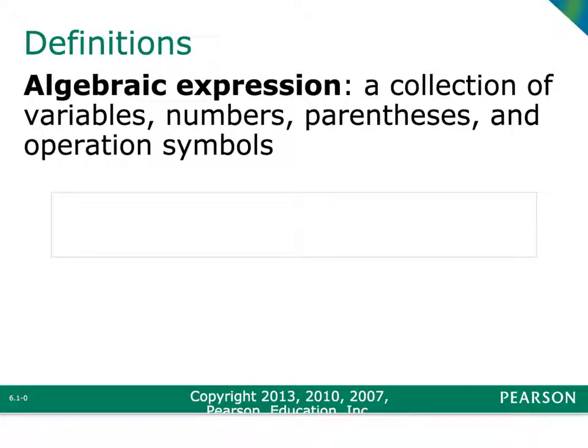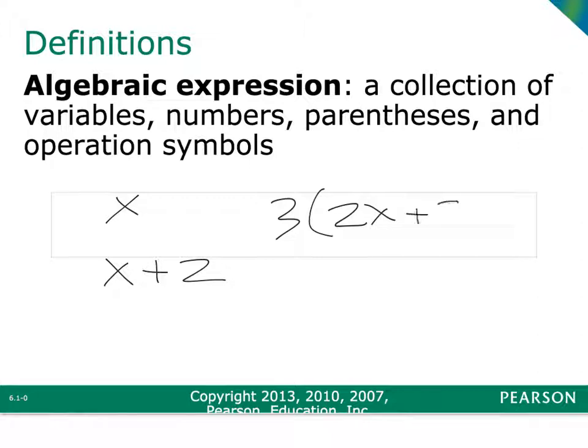An algebraic expression is just a collection of variables, numbers, parentheses, and operational symbols. So an example of a variable expression could just be the expression x. That's a variable expression. X plus 2, variable expression. You could get more complicated. 3 times the quantity 2x plus 3, variable expression, and so on. Notice that there's no equal signs, just a statement with letters and numbers.